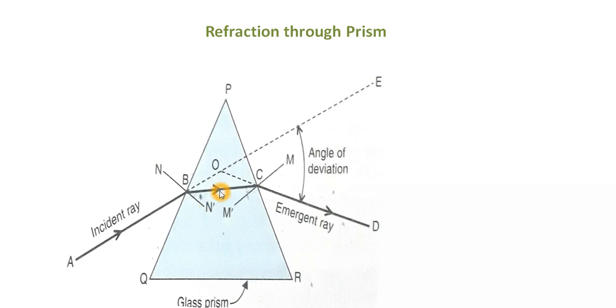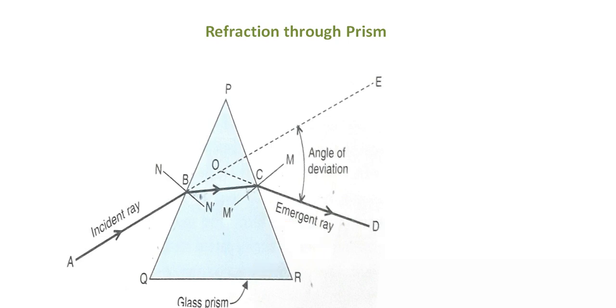Now when BC travels in the glass and then comes out from the prism into air, again you can see it's going from a denser medium into a rarer medium. So again the ray of light will bend, and this time it will bend away from the normal. So you can see here CD is bending away from its normal, and CD is coming out as the emergent ray, the ray which emerges after refraction. So you can conclude from this discussion that when a ray of light passes through the prism, it bends towards the base of the prism, or you can say it bends towards the thicker part of the prism.